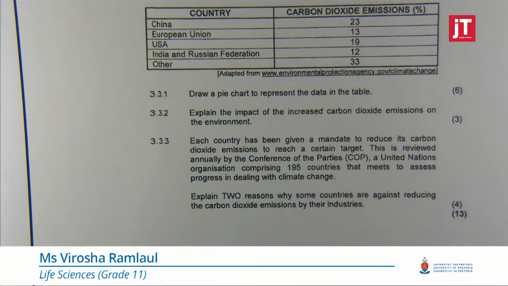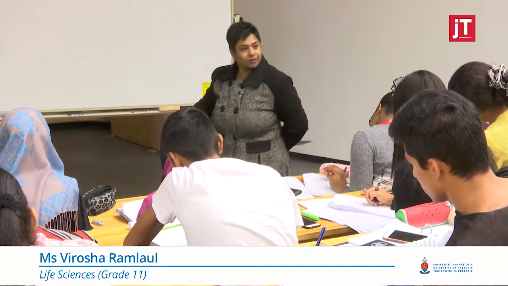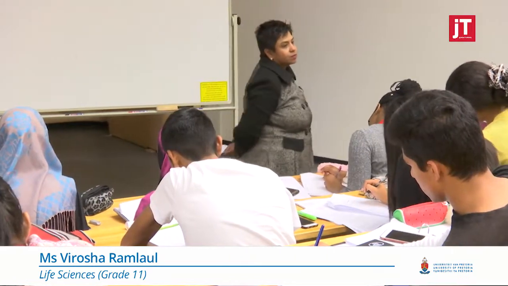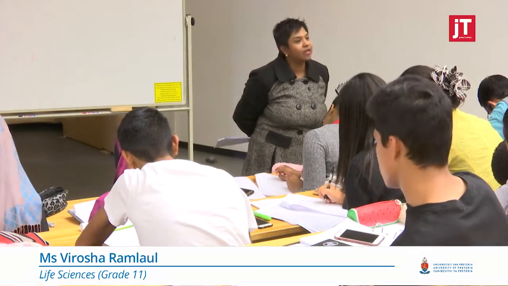3.3.2. Explain the impact of the increased carbon dioxide emissions on the environment. How many marks? 3. So you must have 3 different important answers. I taught you one yesterday. The more carbon dioxide we are producing, it's leading to the enhanced greenhouse effect. What is that also going to be known as in brackets? Let's not use the word global warming: climate change. Yes, put it in brackets. But the increased carbon dioxide concentration is leading to enhanced greenhouse effect.